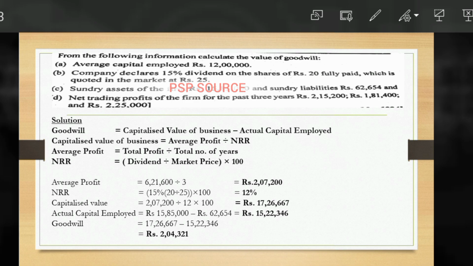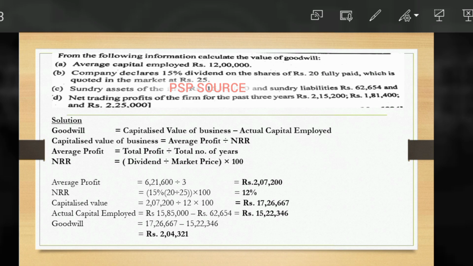Now we have an average profit of rupees 2,07,200 and an NRR of 12%. To calculate the capitalized value of the business, if you divide the average profit by NRR, you will get rupees 17,26,667 as the capitalized value.